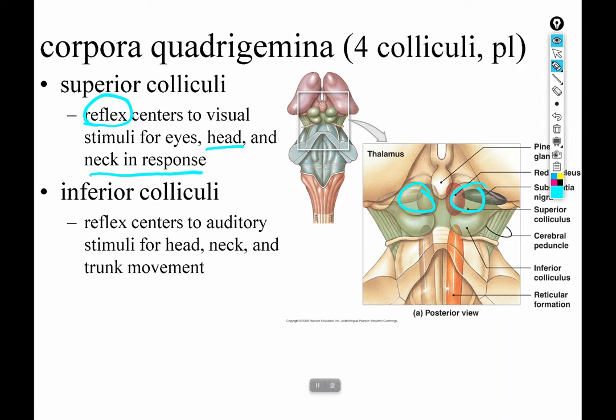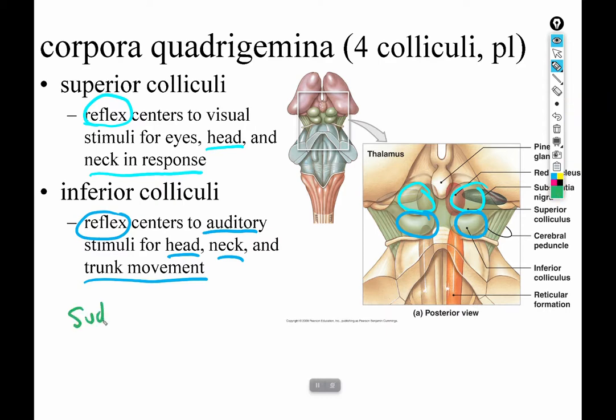The inferior colliculi, which let me pick a different color for these, are also reflexive and in response to a sensory stimulus, but instead they're auditory. And again, head, neck, and trunk. So what these two things have in common is the following.